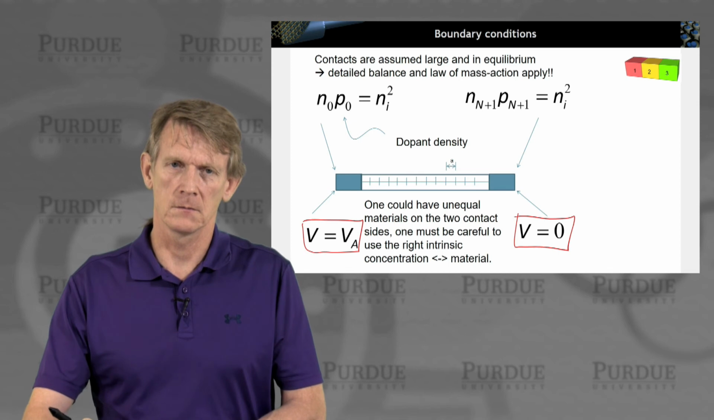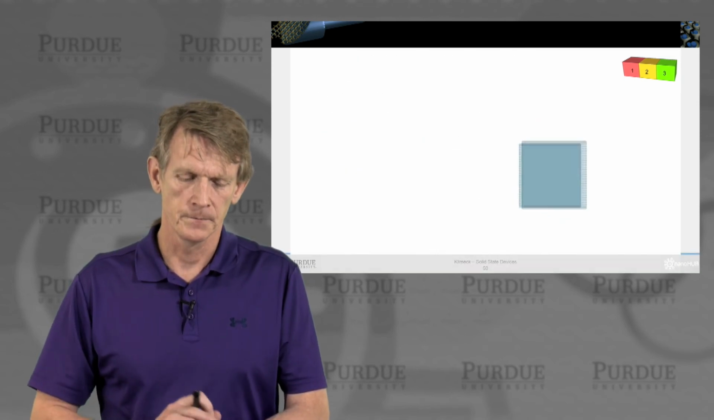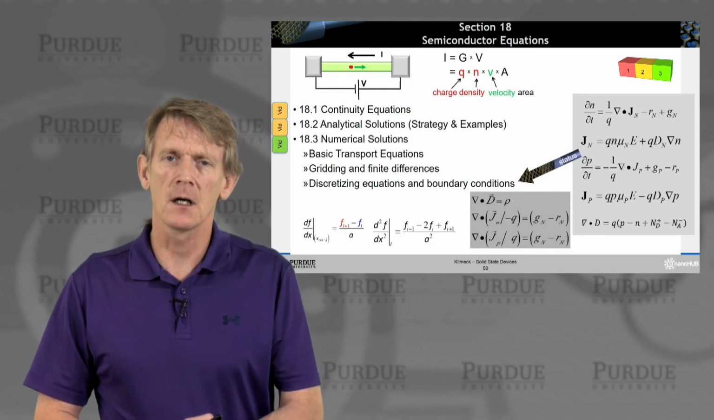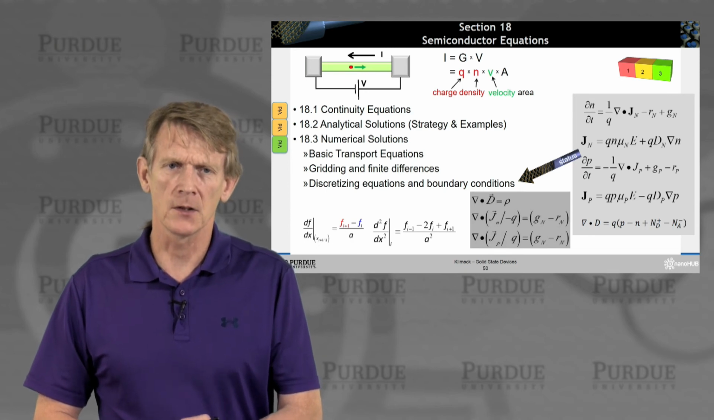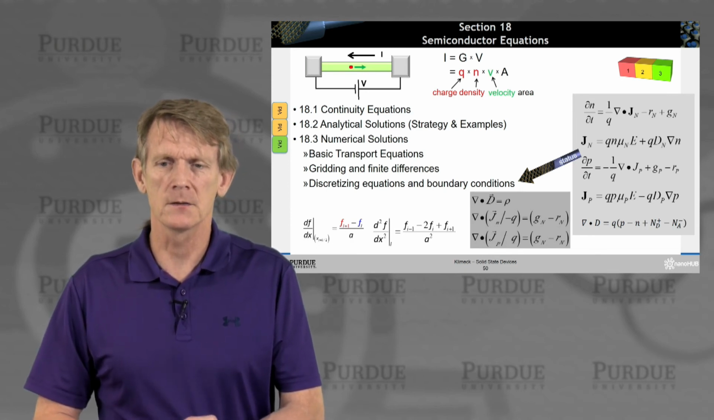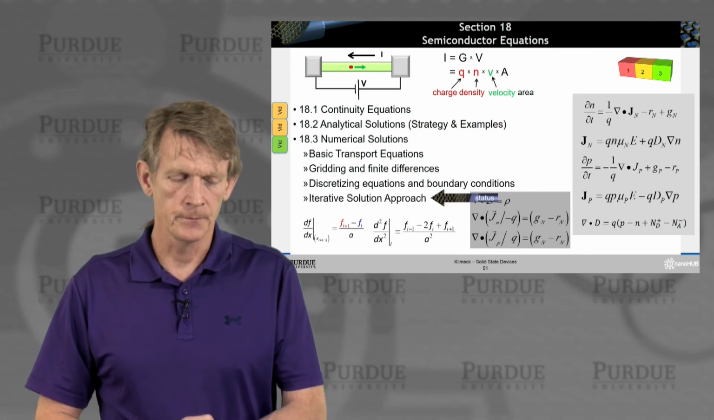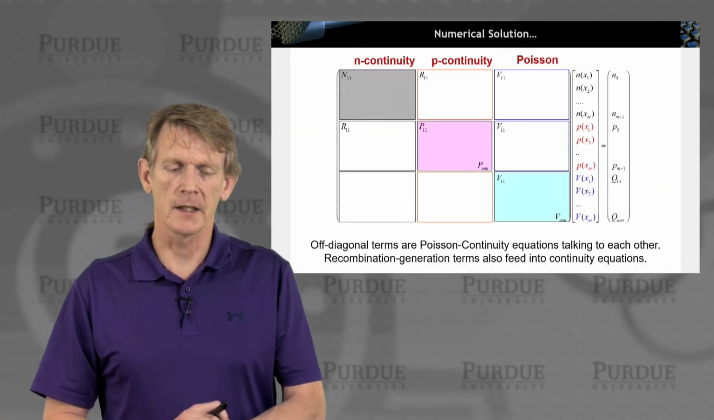These are sometimes important aspects to consider. So we discretize these expressions. Now let's look at a strategy on how you might solve them and how typically these tools that you might purchase solve them. It's an iterative approach, and it looks like this.